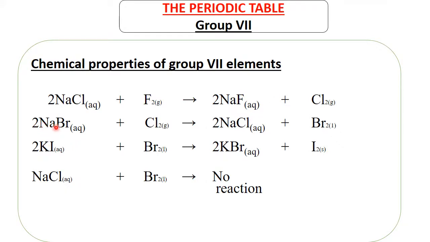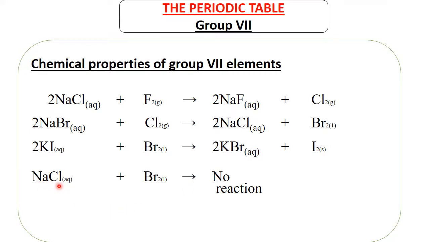Another reaction is this one where I've got sodium bromide reacting with chlorine. Again here, chlorine is more reactive than bromine, so chlorine is going to take the place of bromine, and we're going to have sodium chloride and bromine gas coming out here. Then another situation is where we have potassium iodide reacting with bromine. Again, bromine is more reactive than iodine, so bromine is going to take the place of iodine, and we're going to have this, and iodine is going to be removed here.